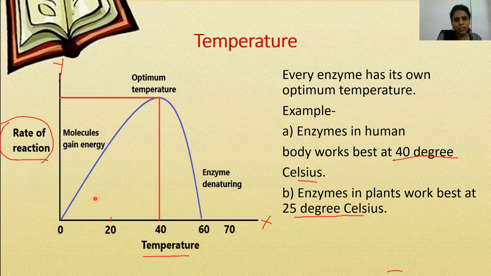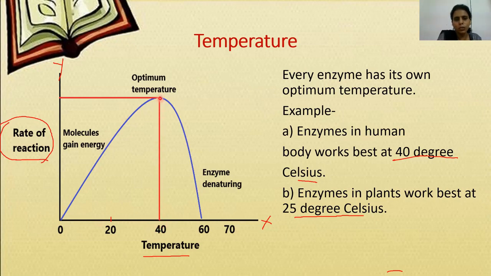In the IGCSE paper, sometimes a question is asked: describe the graph and explain the graph. There is a big difference between these two words, describe and explain. When we say describe the graph, you just have to look at the graph and write down the changes which are taking place in the graph. In the case of explain, you have to explain the reason behind these changes. So here is how to describe the graph. As temperature increases, the rate of reaction also increases. The rate of reaction is highest at the optimum temperature, which is 40 degrees Celsius.